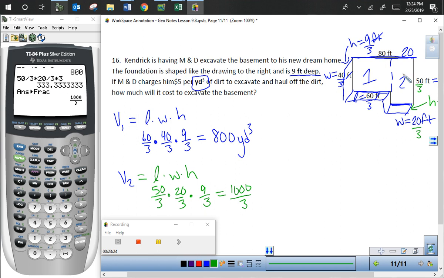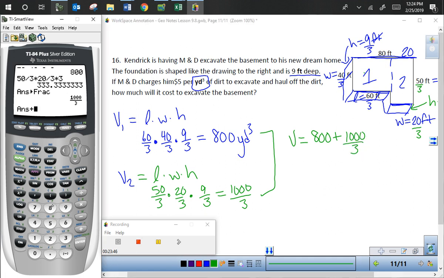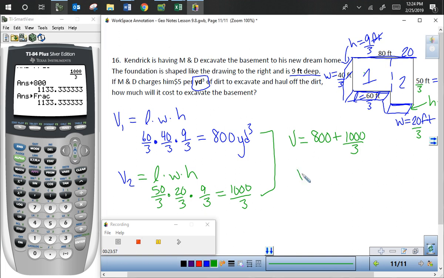And then just like with our compound pictures that we've done before, we're going to add these two together for the total volume. So 800 plus our 333.3 or our 1,000 over 3. So we just need to add 800 to that. And you'll notice this won't even let you, because it's such a big number, change it to a fraction. Okay, so our volume is 1,133.3 with the bar over it, yards cubed.